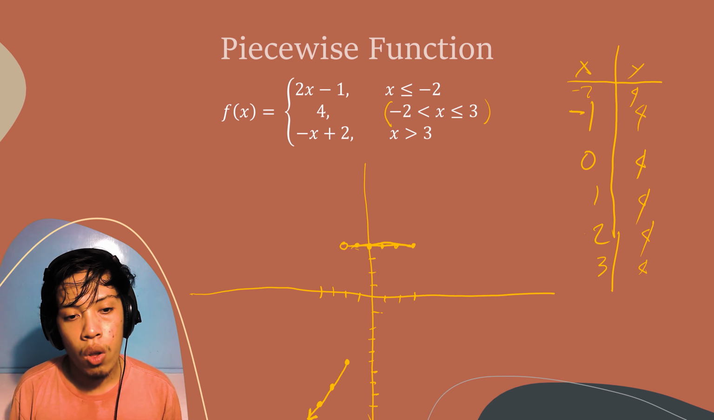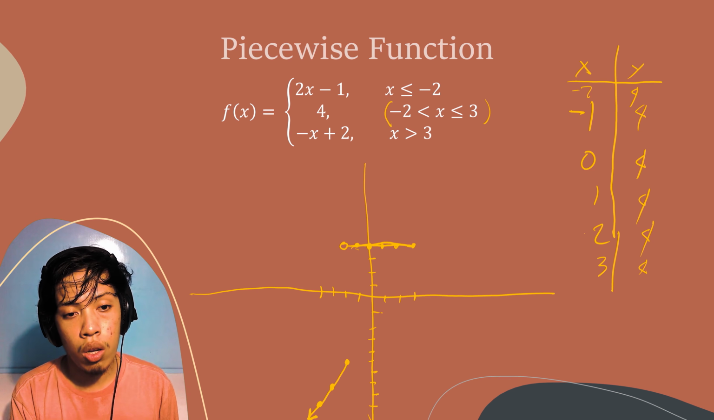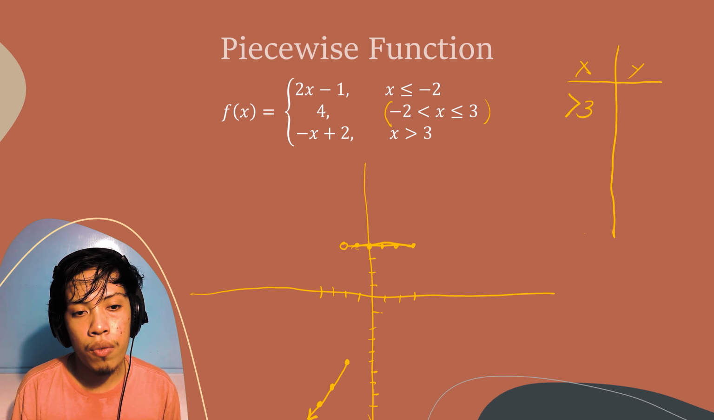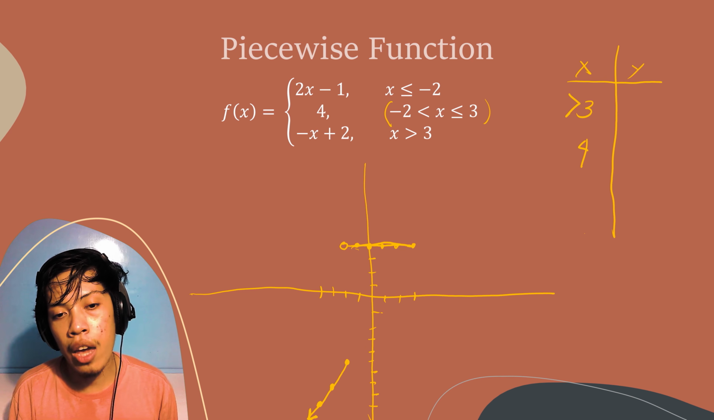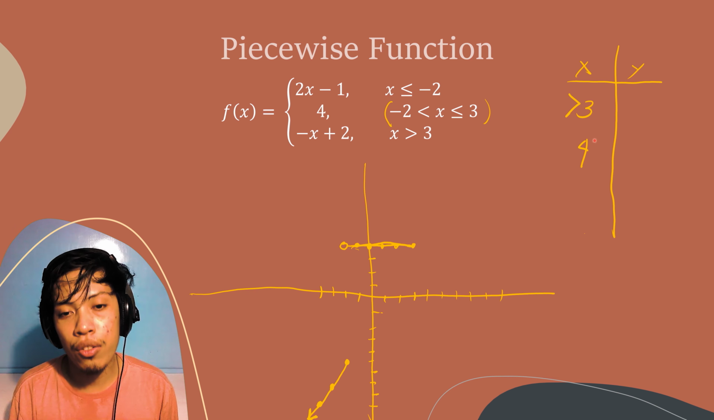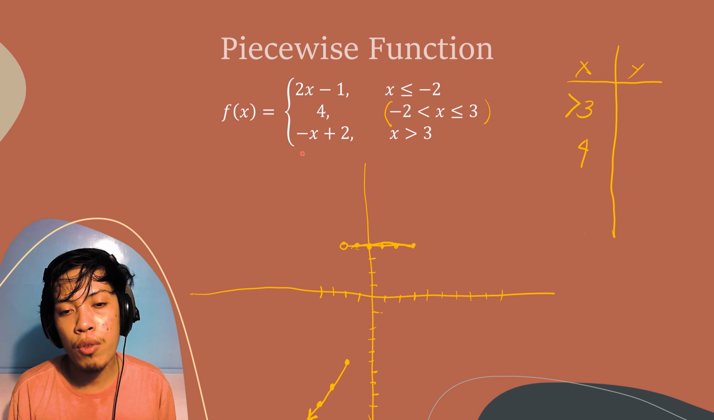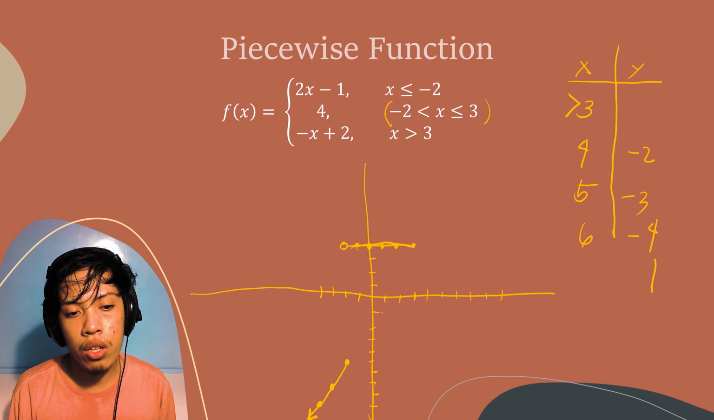So that's it. Okay, what if the value of x, let me just erase, if the value of x is already 4 or higher, greater than 3? This is 4. If this is greater than 3, for these values of x, it would fall now on the third line. Okay? Greater than 3. So if you have 4, when you substitute 4 here, this will be negative times 4. This is negative 4 plus 2. This is negative 2. And this is 5. This is negative 3. If this is 6, this is negative 4. And so on and so forth.